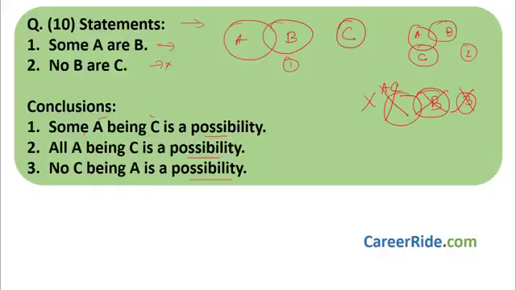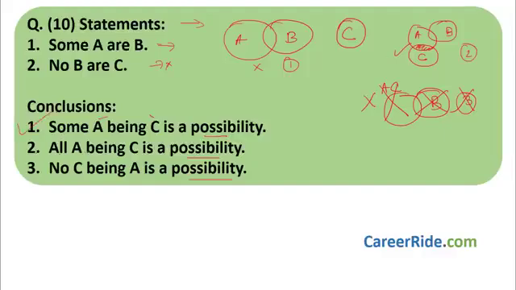Move on to the conclusion. Some A being C is a possibility. Over here C, A not connected, so here the conclusion is not possible. Here the conclusion is possible because there is a common part over here. Some A being C. So the conclusion is valid. One not possible, one possible.